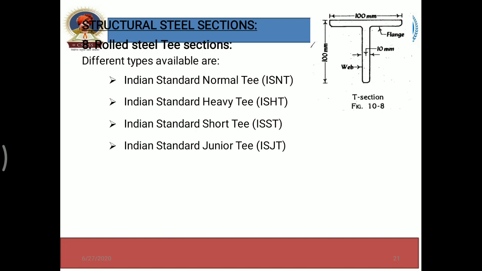Now, rolled steel T sections are available in different types according to their size and weight. They are available in these different types. Indian Standard Normal T section, that is ISNT.